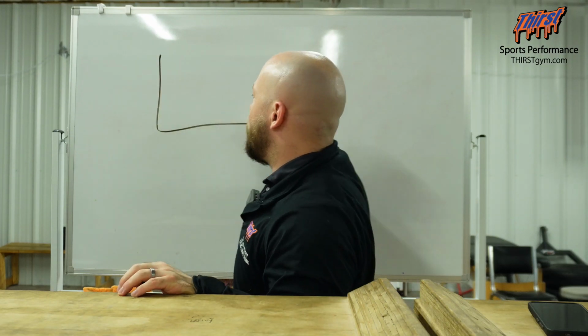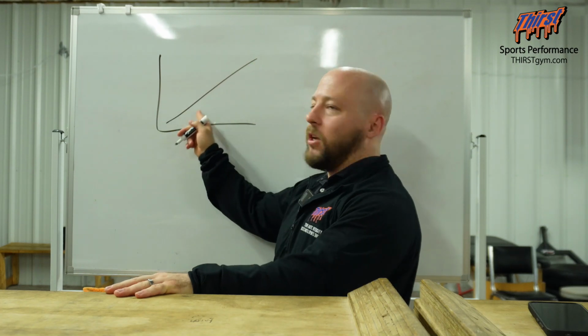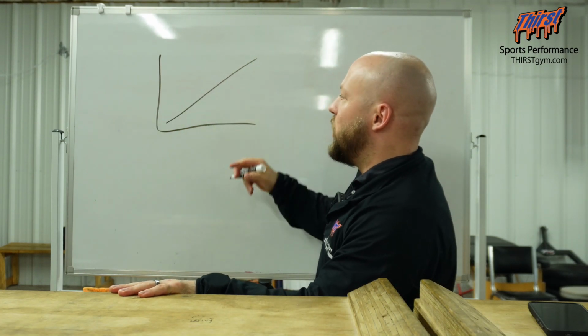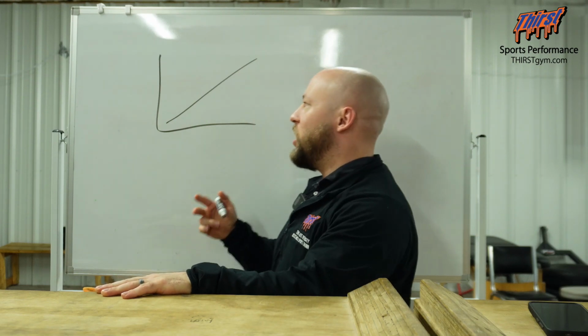All right, so the first main programming model is going to be linear periodization. Really quickly, what that means is if we look over time, our weights are just going to go up and we're going to get stronger over time. But we also have to think that volume and intensity are going to change as well.